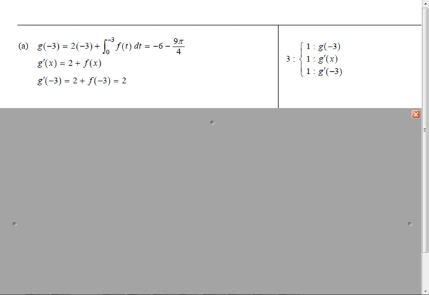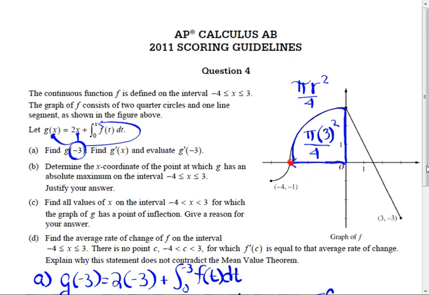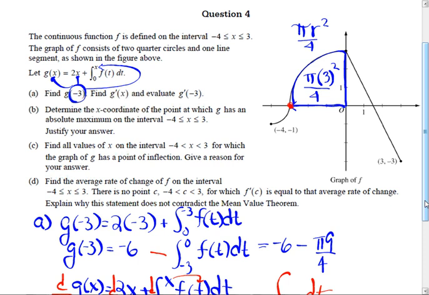And sometimes you might get stuck on part B, but be able to do C. I'll tell you what I did with B, which I thought wasn't very nice on their part, actually. It says determine the x-coordinate of the point at which G has an absolute maximum on a closed interval. So I did the problem, and you can do the problem. Wouldn't hurt us to do that way.